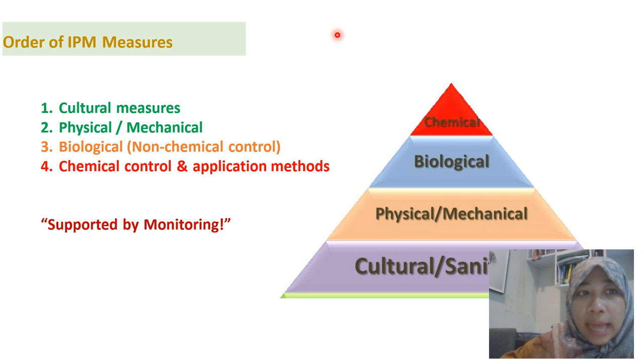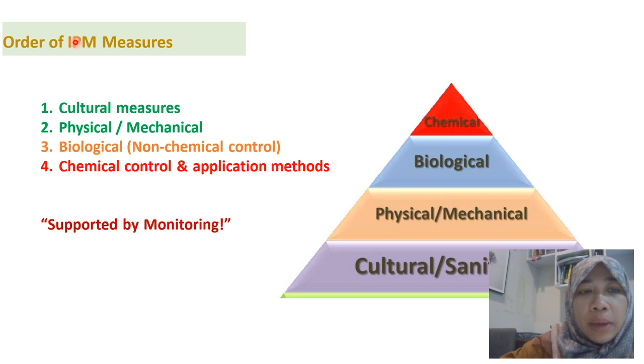And the last order of IPM measure is chemical control. We can use chemical control only if the population exceeds the economic threshold. Chemical control is the last option. We can use it if the population exceeds the economic threshold, or if the cultural, physical, and biological controls are not enough.